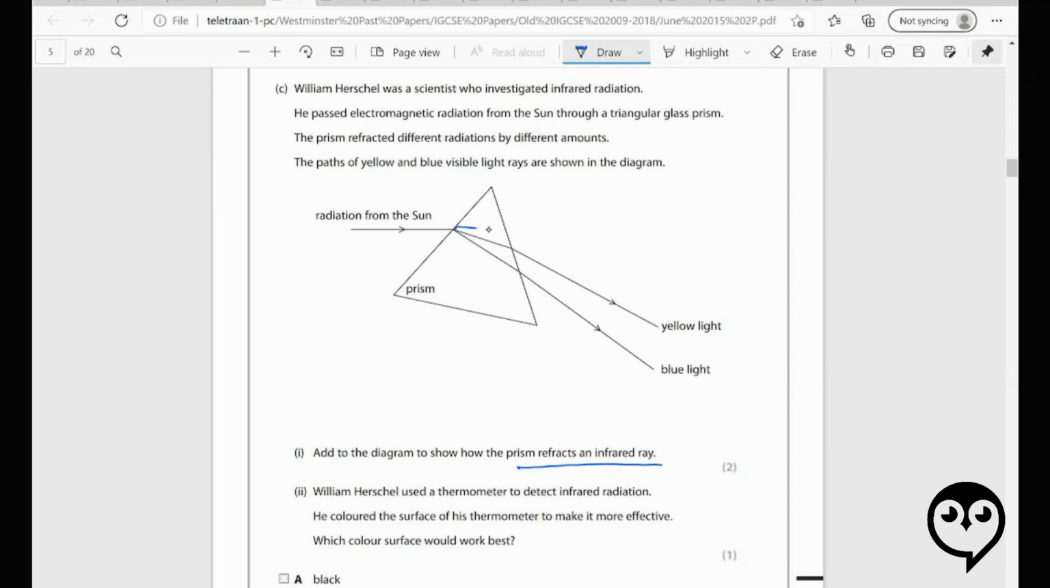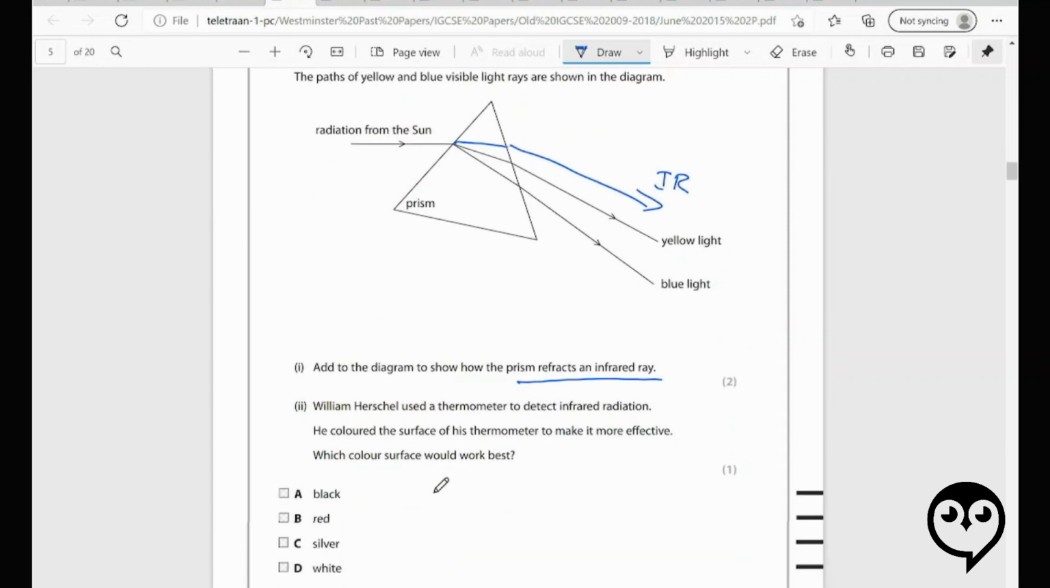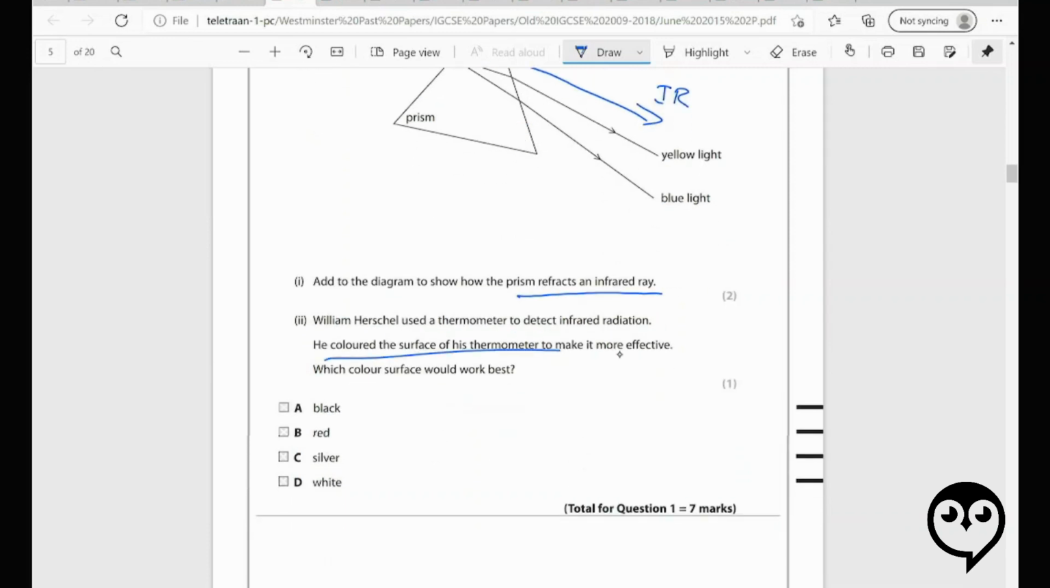I want it to move towards the normal, and up here away from the normal, but it should kind of spread out a little bit. I would say this is IR. We'll label it. It's right about where red would be. Herschel used a thermometer to detect infrared radiation. He colored it to make it more effective. It would be black because it would absorb the heat.